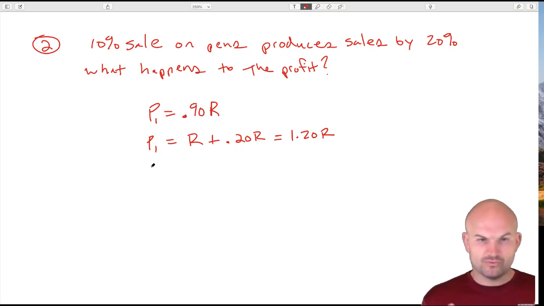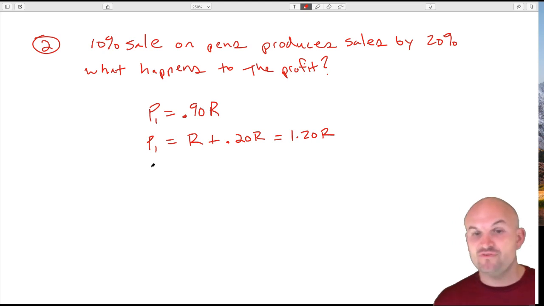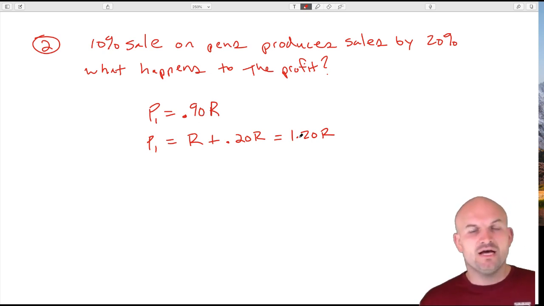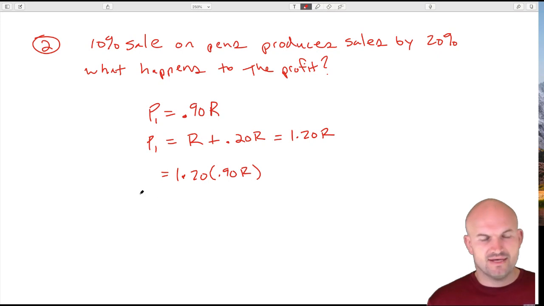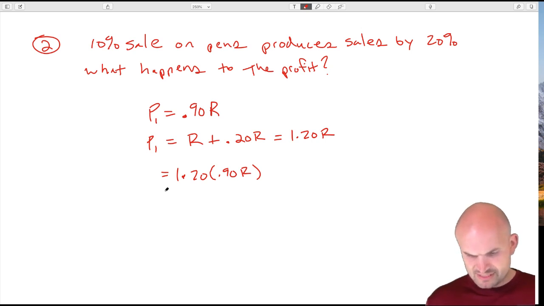Really what you want to do is use a composition of functions here. You're getting a 120% increase on 90% of the revenue, or in the profit in this case. So basically you're composing these functions: 1.20 times 0.90 R. And I believe what that gave me was an 8% increase.